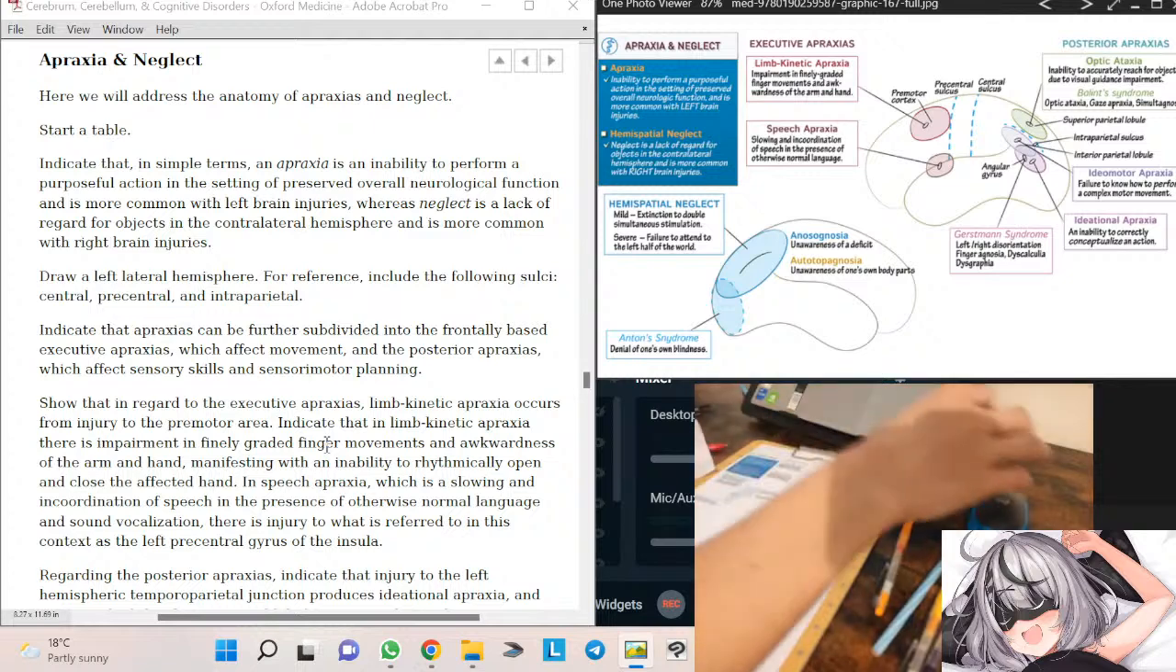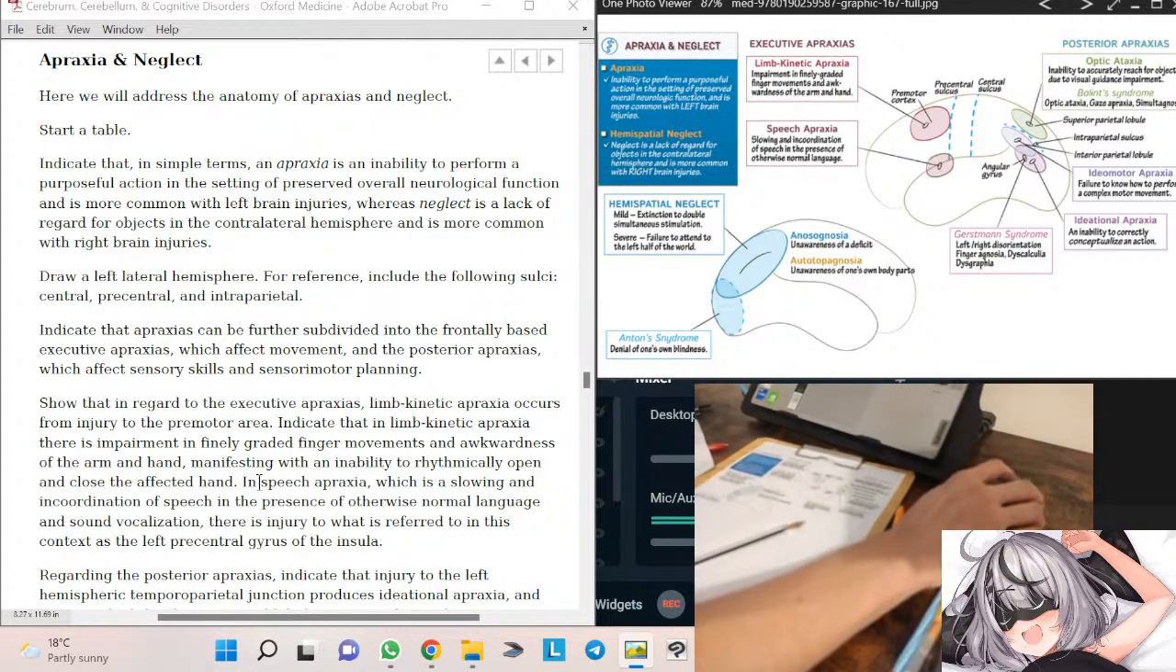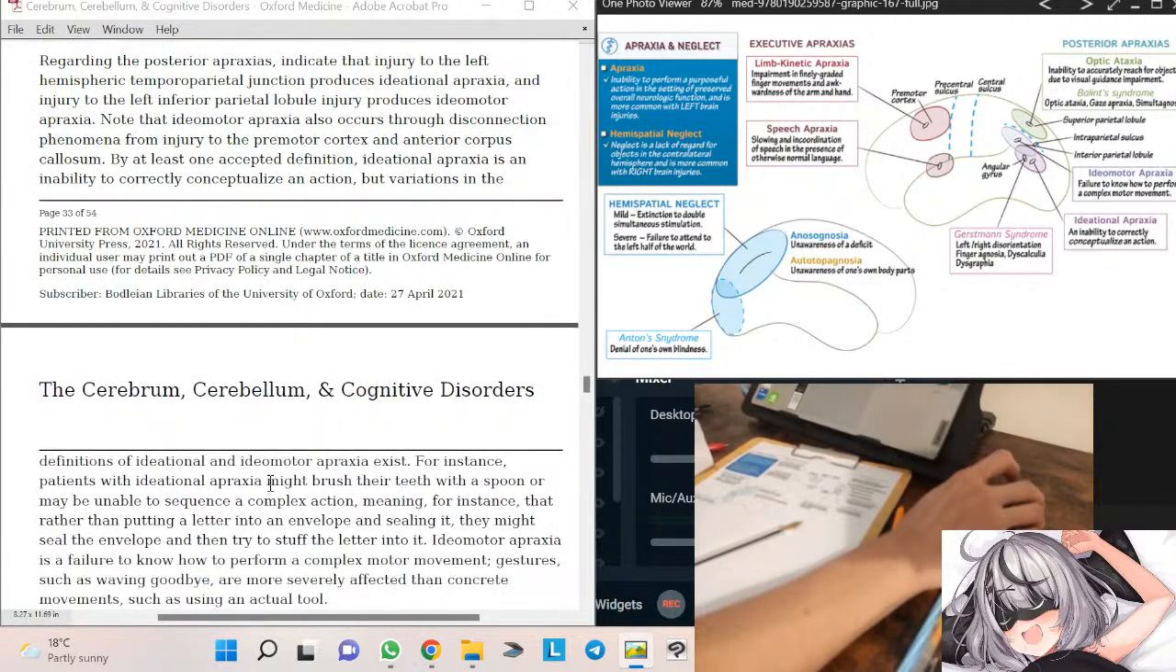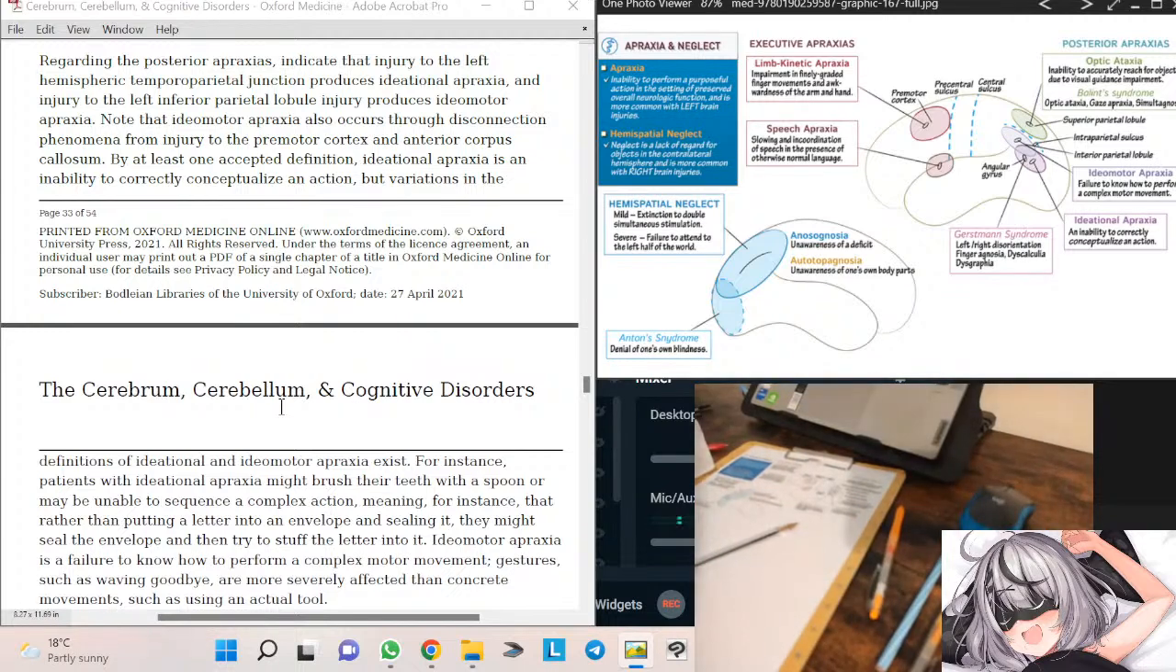Regarding the posterior apraxias, indicate that injury to the left hemispheric temporoparietal junction produces ideational apraxia. An injury to the left inferior parietal lobe produces ideomotor apraxia. Note that ideomotor apraxia also occurs through a disconnection phenomenon from injury to the premotor cortex and anterior corpus callosum.